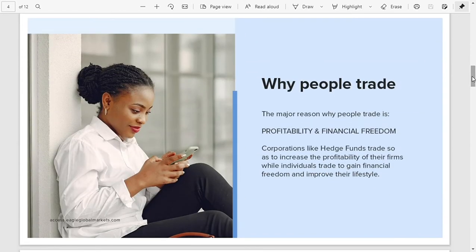Why do people trade? The major reason why people trade is to gain profitability and financial freedom. Corporations like hedge funds trade so as to increase the profitability of the firms, while individuals trade to gain financial freedom and improve their lifestyle. The financial market is a $6.6 trillion market, and you would like to get your job from that piece.